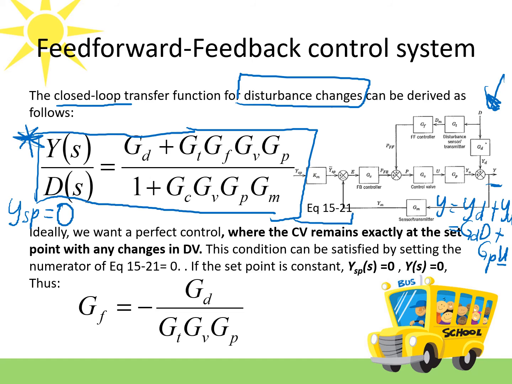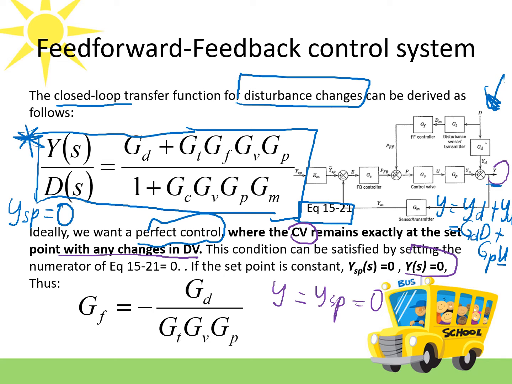given in equation 15.21. Now ideally we want to have a perfect control. What is perfect control? Perfect control means we want our control variable to remain exactly at the set point with any change in disturbance variable. The control variable is y, so you want y equal to y set point. If y set point equals 0, that means your y is equal to 0.